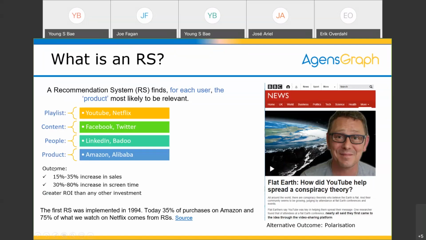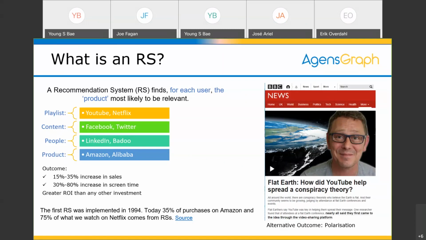The outcome for people who implement recommendation systems, even naive ones, is between 15 and 35% increase in sales and up to 80% increase in screen time. And it turns out that implementing a recommendation system returns the highest return on investment than any other investment in data analytics. So the first RS only arrived in 1994. Today, 35% of all purchases on Amazon and 75% of what we watch on Netflix, and I'm sure YouTube, comes from recommendation systems.